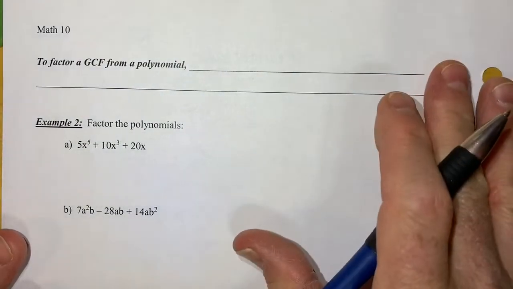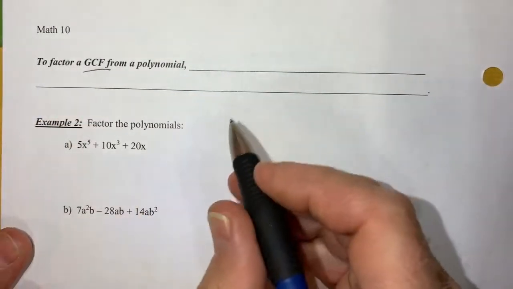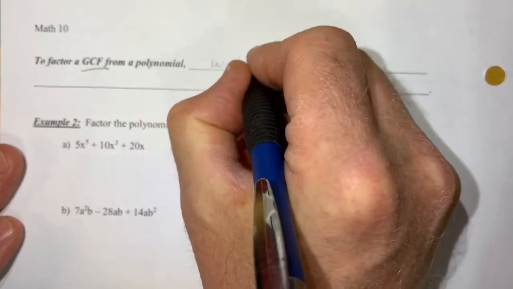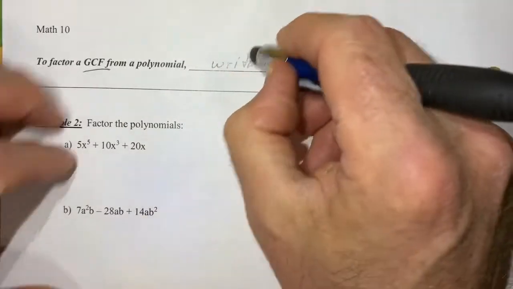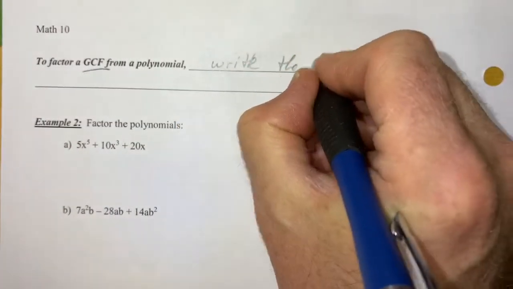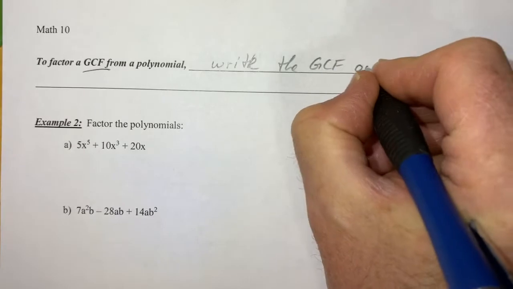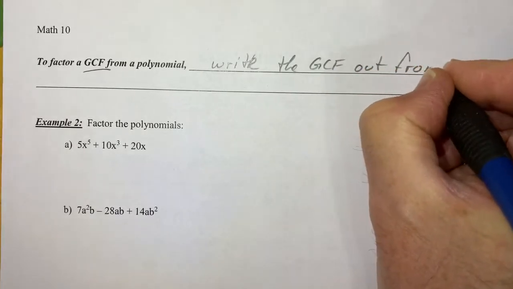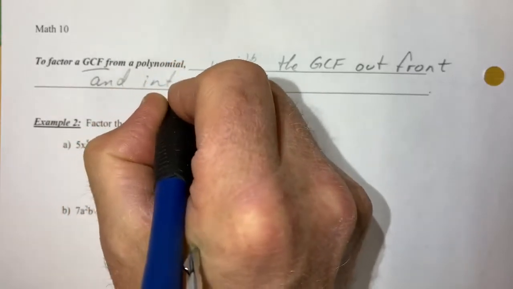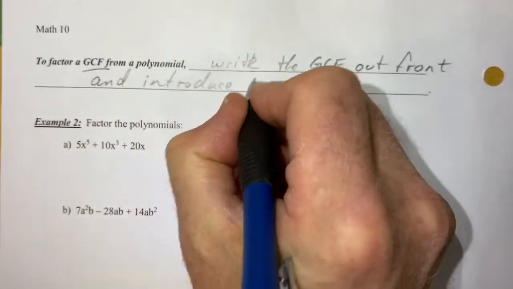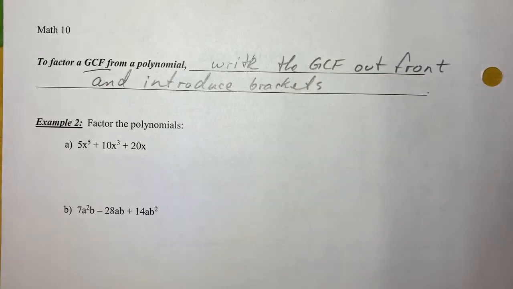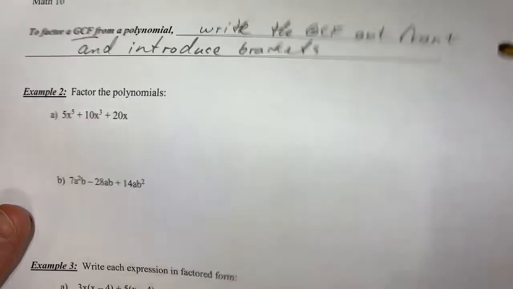So if I want to factor the GCF out of a polynomial, here's what I want to do. If I could write the GCF out front, because I'm going to divide it out front, and I'm going to introduce brackets. Okay, here's what this means.